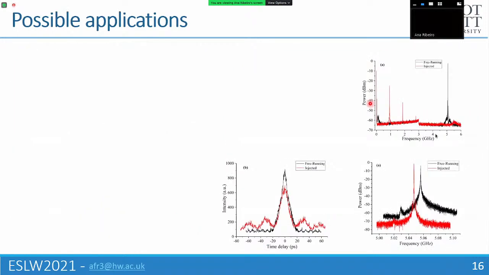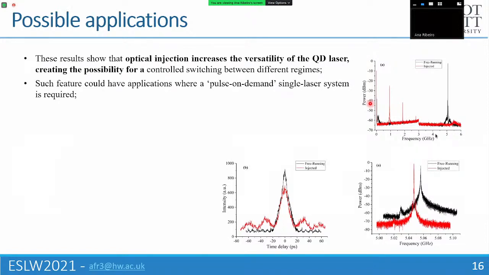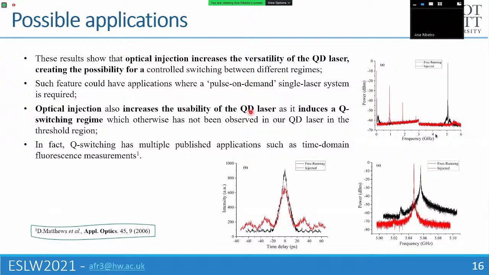There are some possible applications to this. First of all, we have shown that optical injection increases the versatility of the quantum dot laser, creating the possibility for a controlled switching between different regimes, which could mean that optical injection could be useful where a pulse-on-demand single laser system is required. Besides this, optical injection also increases the usability of the laser as it induces a Q switching regime, which otherwise has not been observed in our quantum dot laser when not injected in the threshold region. And in fact, Q switching has multiple published applications, such as time domain fluorescence measurements.